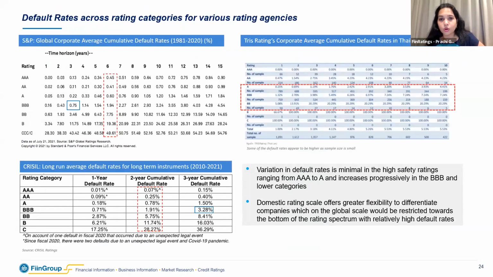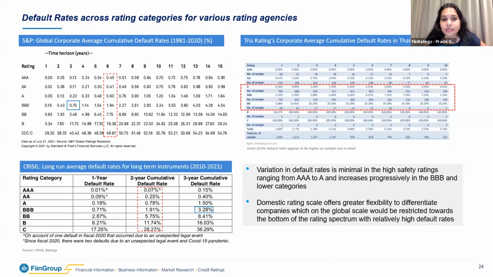I'd like to go through the slide at a little slower pace because I want you to digest. There's a lot of data in here. So this slide really highlights the default rates of various rating agencies across rating categories over a time period of about 10 years. I'd like you to observe the chart on the top left side of the slide.